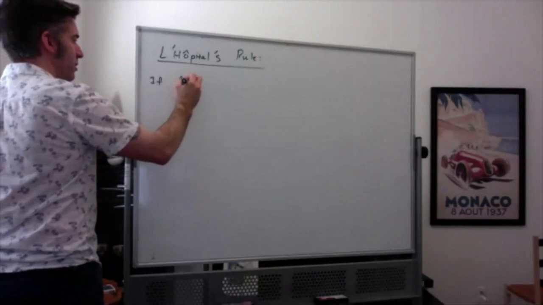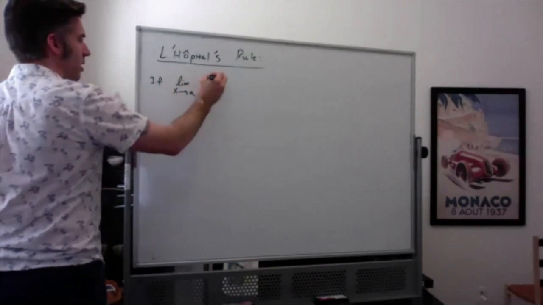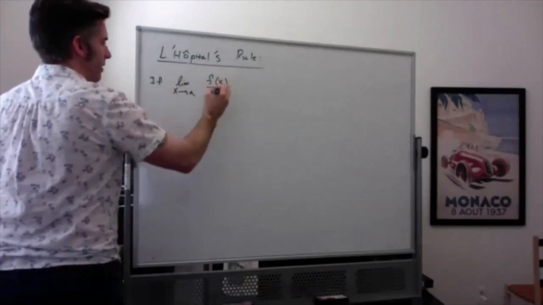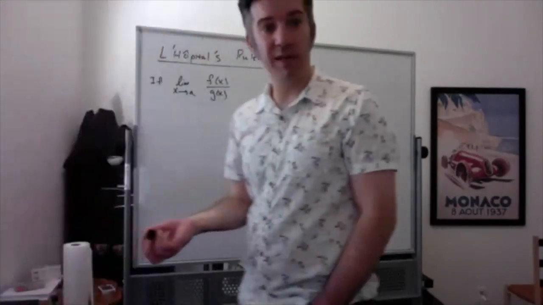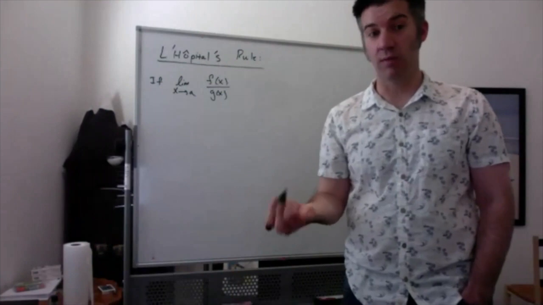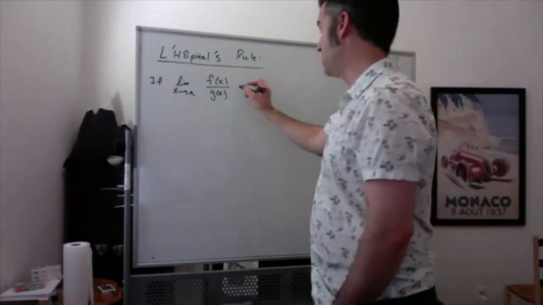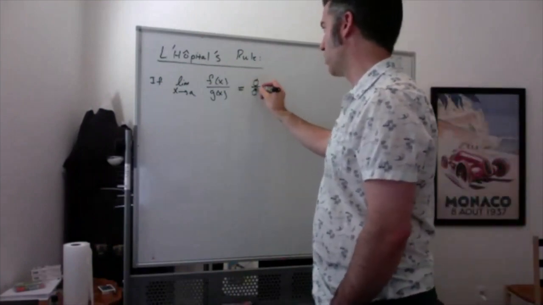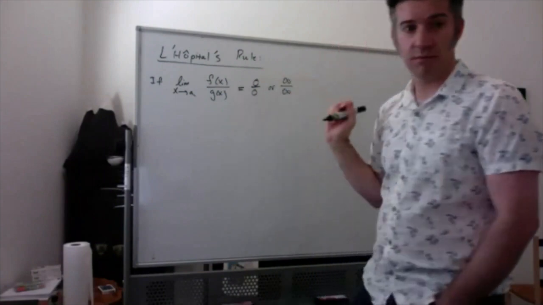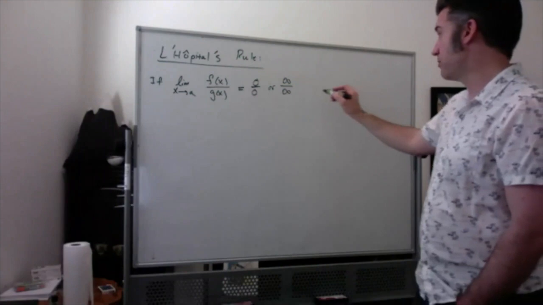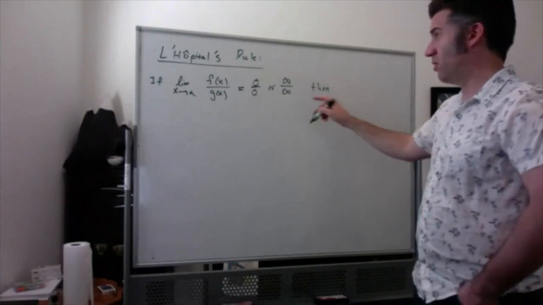If the limit as x approaches a of some function f of x divided by some other function g of x happens to be a specific type of indeterminate form, if this is a 0 over 0 or an infinity over infinity, then, well, we don't know what that is, right?